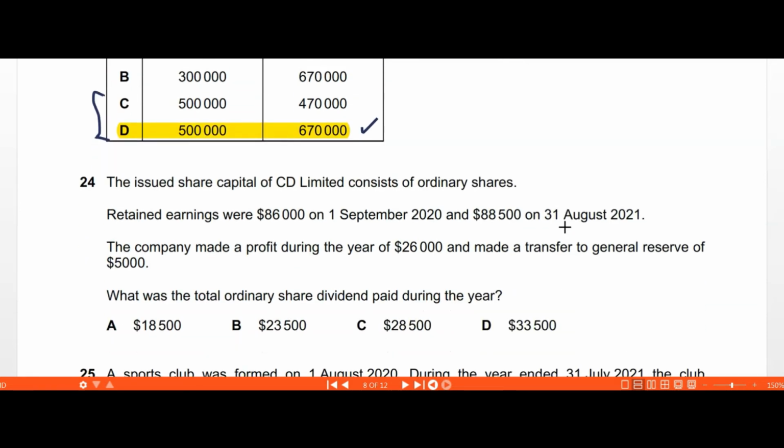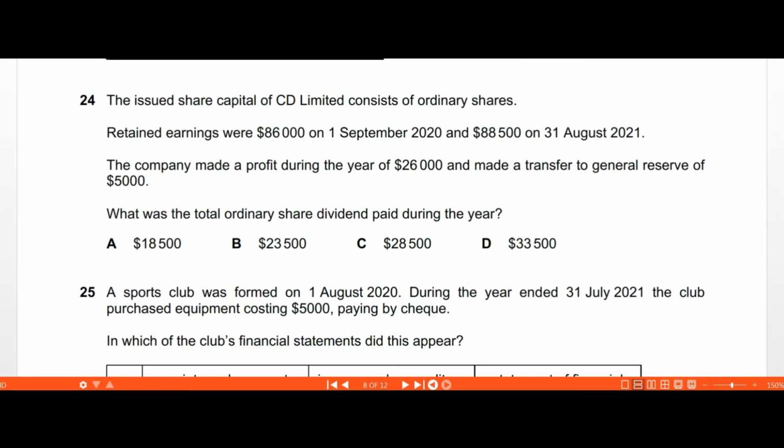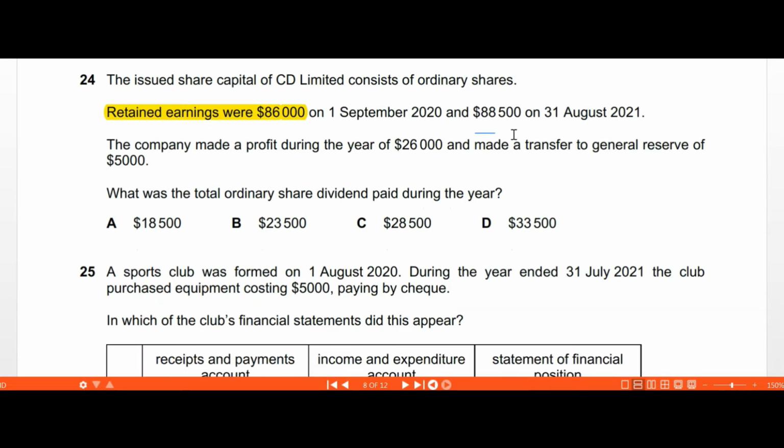Moving on to question number 24, the issued share capital of CD Limited consists of ordinary shares. Retained earnings were 86,000 on 1st September 2020 and 88,500 on 31st August 2021. The company made a profit during the year of 26,000 and made a transfer to general reserve of 5,000. So this is being done during the year. They made a profit of 26,000 and transferred 5,000 to the reserve. What was the total ordinary share dividend paid during the year?